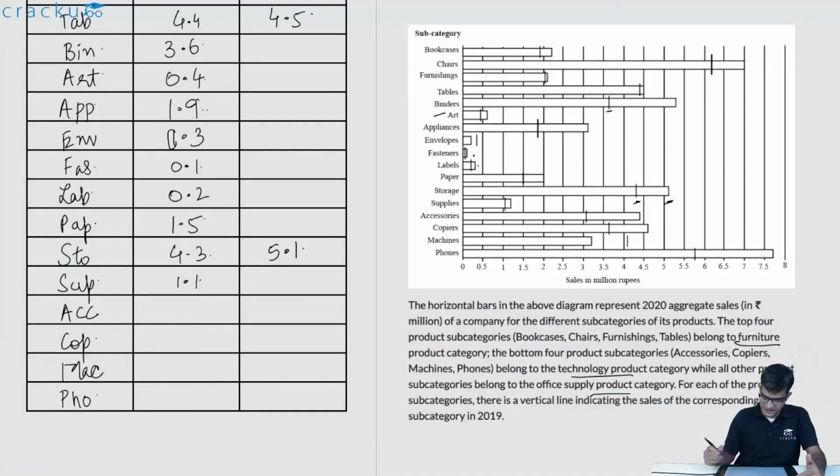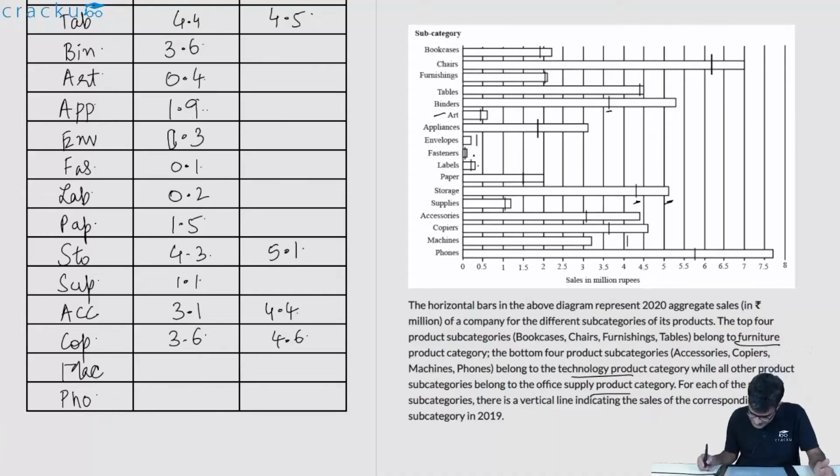So let us write down the numbers for each one of them. Accessories was 3.1 and this has become something like 4.4. So this is not greater than 4 million in 2019. Then we have copiers, which was 3.6. This became 4.6. This also we can ignore because the sales in 2019 is not greater than 4 million.